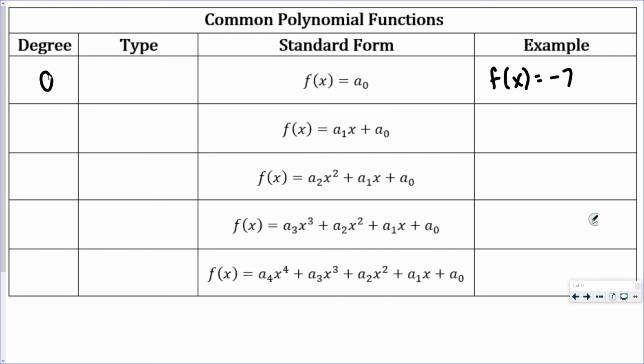My y value is a constant value of -7, right? So these are called constant functions, where it just equals a constant number. If you want to draw a little sketch, it would just look something like this. A constant rate, constantly -7. Okay, you've graphed those before in Algebra 1. We've graphed horizontal lines too.